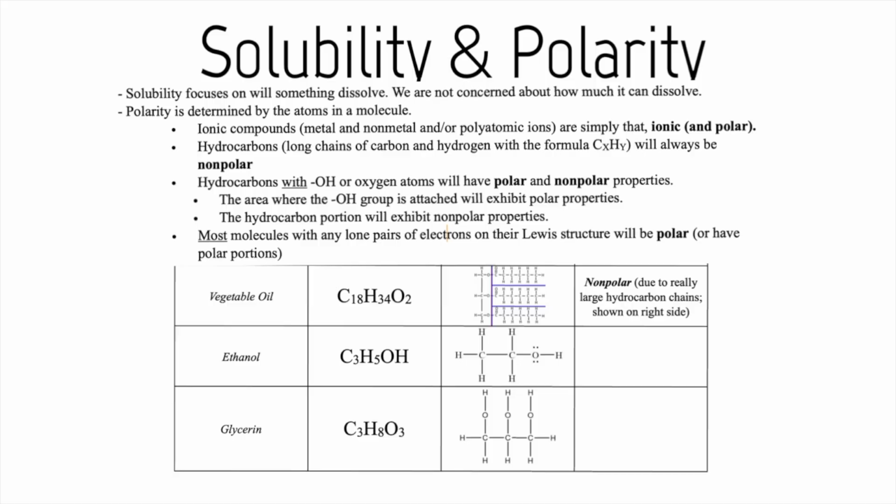Now ethanol, and I'm looking at a hydrocarbon chain that has an OH group. So one thing I want you to do while you're working through this is circle that OH group. This is our OH group here. Otherwise, it's carbon and hydrogens bound together. So the red part where I circled is a polar region.